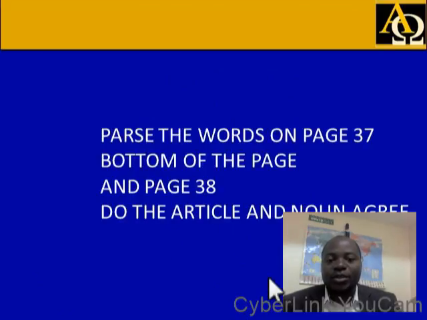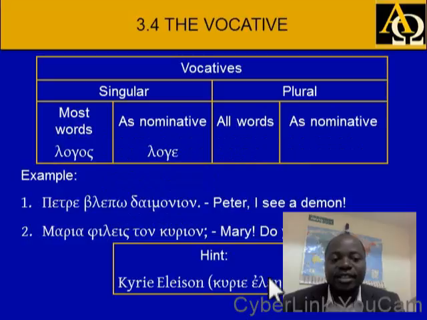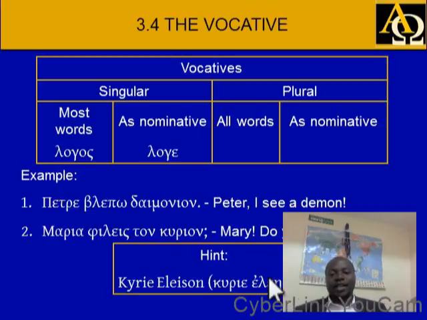So pass the words on page 37, bottom of the page, and page 38. Do the article and the noun agree? Decide that. We also have another case in Greek, which is called the vocative case.